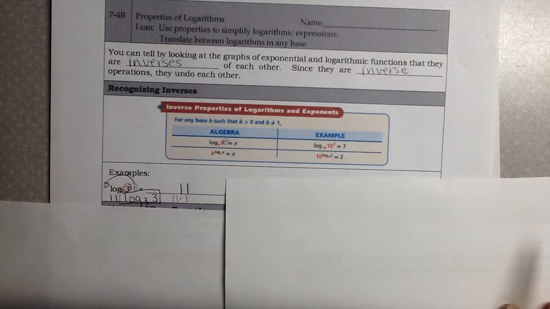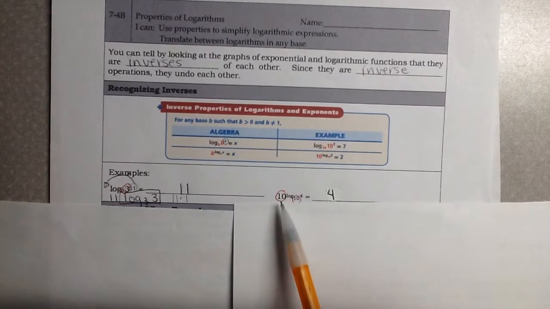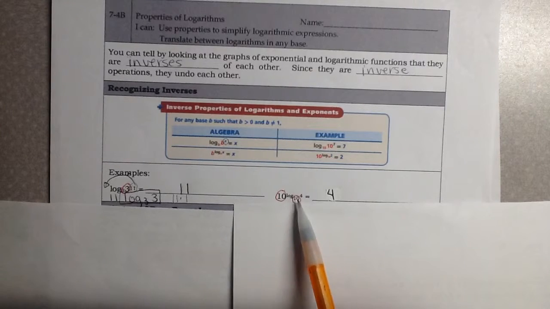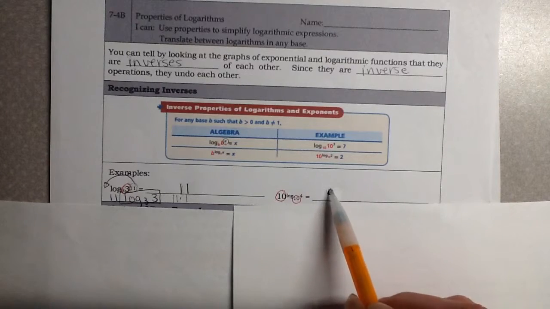The second one also has to do with looking at the bases. Here we have a base that's raised to a logarithm, and the two bases here are identical. If that's the case, then the solution is just 4.